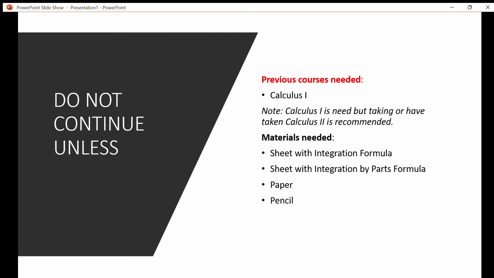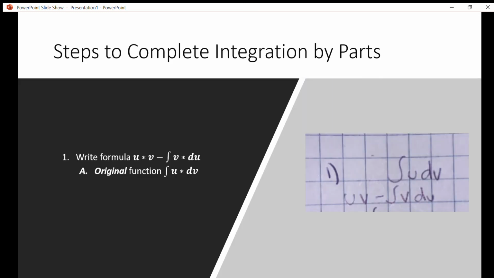Materials needed: a sheet of paper with the integration formulas. You can find those online, and I will provide this at the end. Also a sheet with the integration by parts formula. I should have it with that same integration formula, just separately. And we will have paper and pencil.